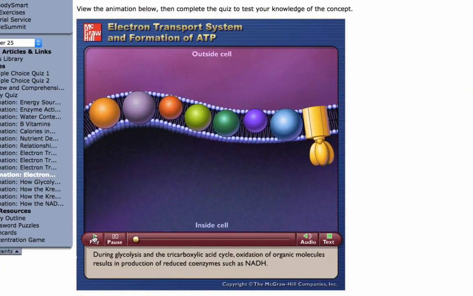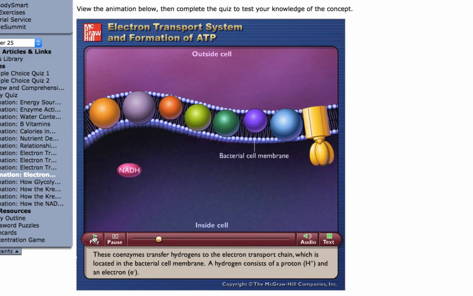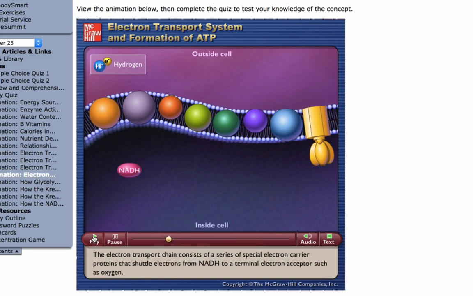During glycolysis and the tricarboxylic acid cycle, oxidation of organic molecules results in production of reduced coenzymes such as NADH. These coenzymes transfer hydrogens to the electron transport chain, which is located in the bacterial cell membrane. A hydrogen consists of a proton and an electron. The electron transport chain consists of a series of special electron carrier proteins that shuttle electrons from NADH to a terminal electron acceptor, such as oxygen.